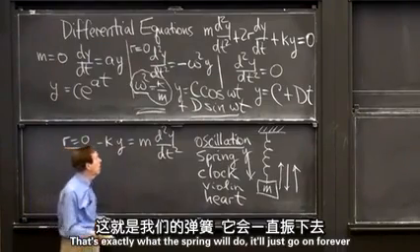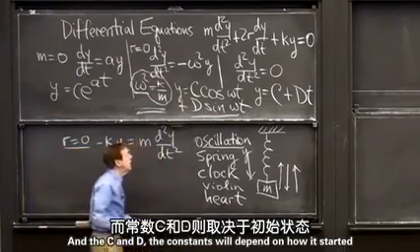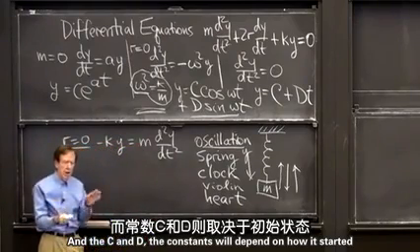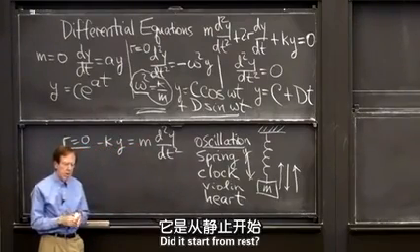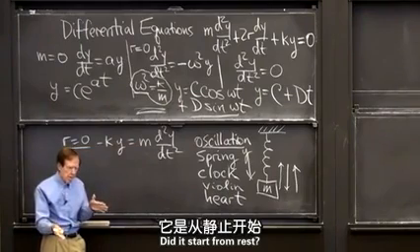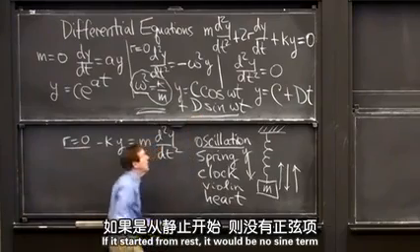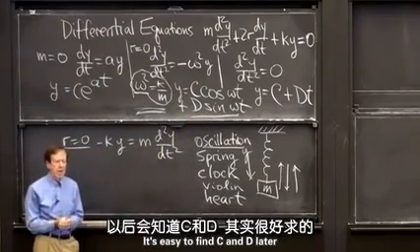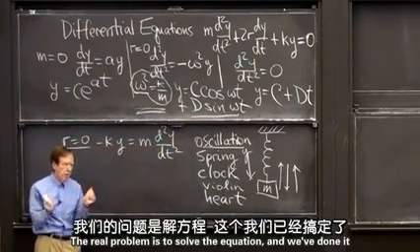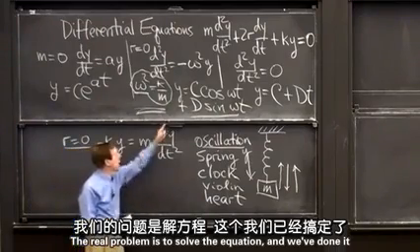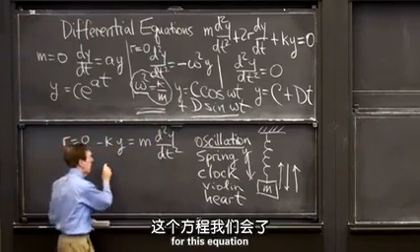It'll just go on forever, and the c and the d, the constants, will depend on how it started. Did it start from rest? If it started from rest, there would be no sine term. It's easy to find c and d later. The real problem is to solve the equation, and we've done it for this equation.